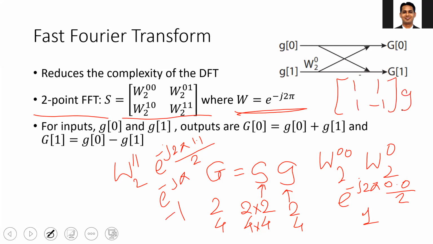And when you multiply with g, you get capital G of 0 is equal to g of 0 plus g of 1, and capital G of 1 is nothing but g of 0 minus g of 1. So you can see that using this fast Fourier transform, you don't need any multiplication. You can do this computation using an adder and a subtractor.